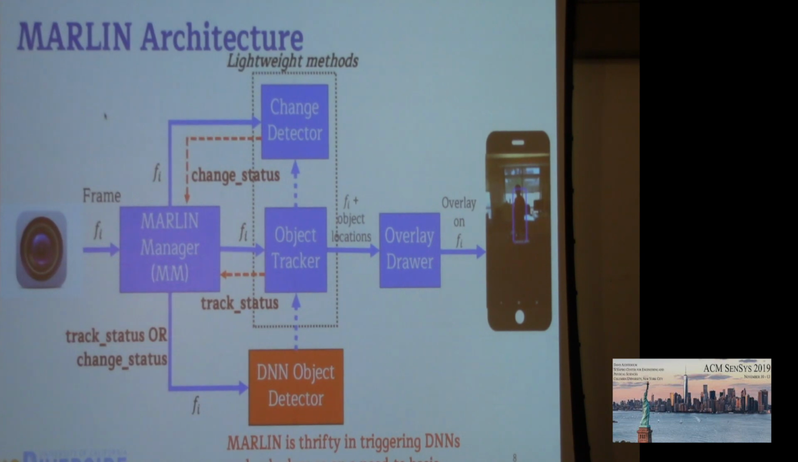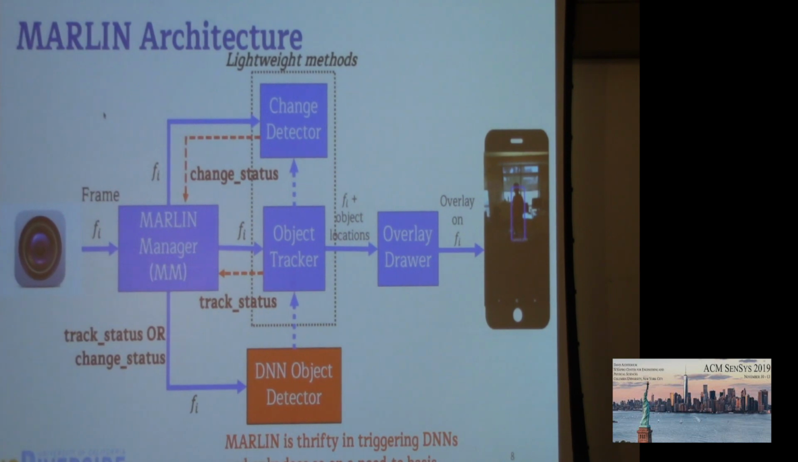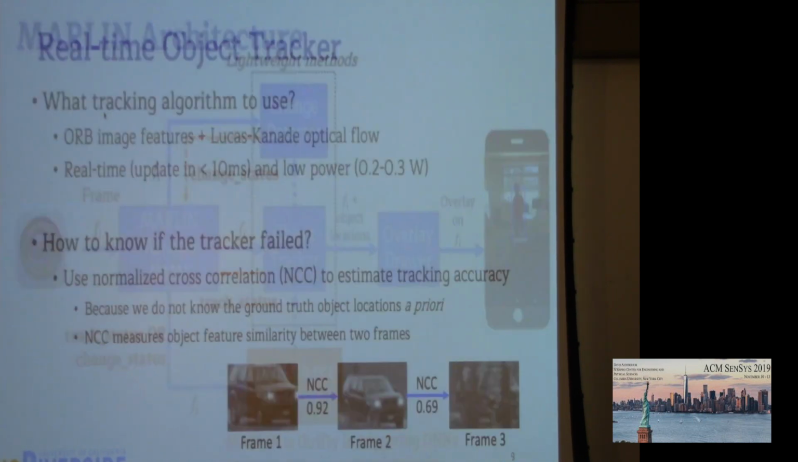After that, it's simple. We just combine the result from the object tracker and the result from the DNN object detector with the frame, and then forward it to the drawer, which renders the result on the phone screen.